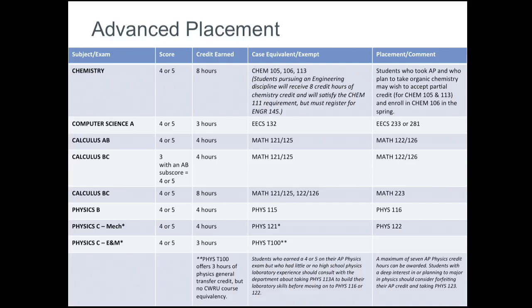Calculus, there's a couple variants there. In particular, if you have a 4 or 5 on the Calc AB, that would proficiency you out of the first calculus course and into the second calculus course, Math 122, which is basically your multivariable calculus. If you have a 4 or 5 on the BC, that's equivalent to our first 2 calculus courses, and you would be going into the Math 233 vector calculus course.